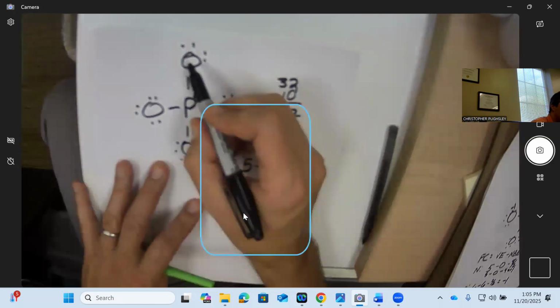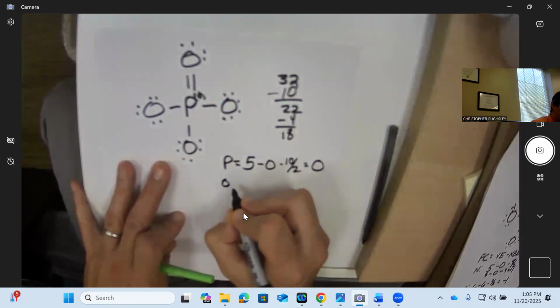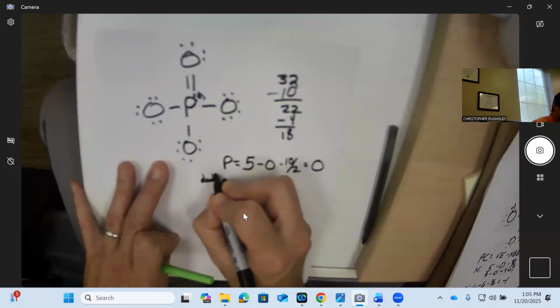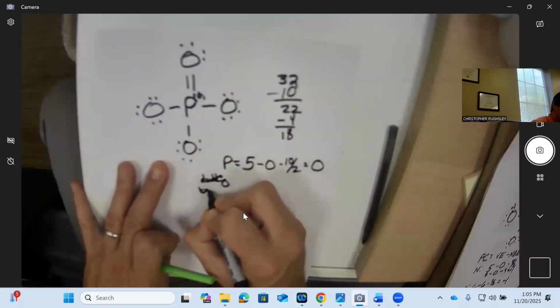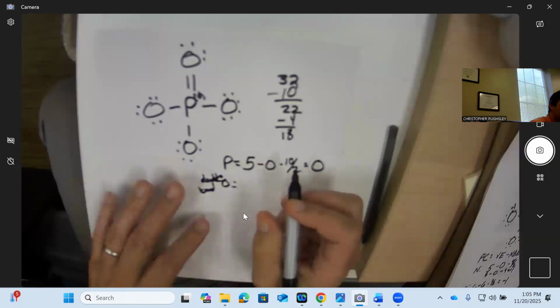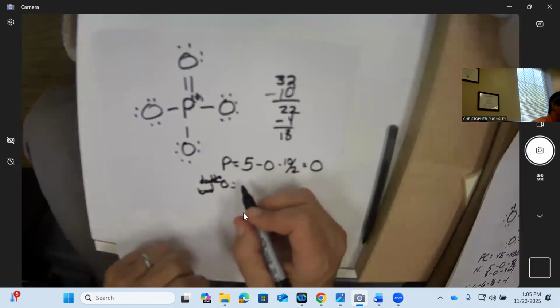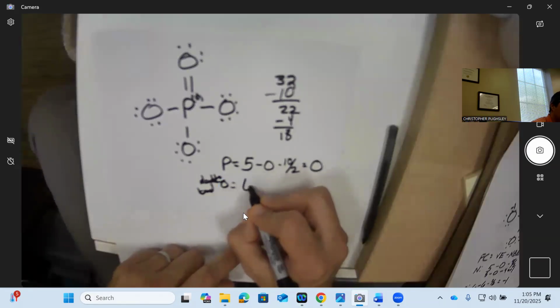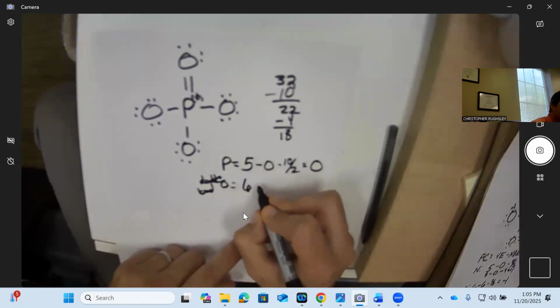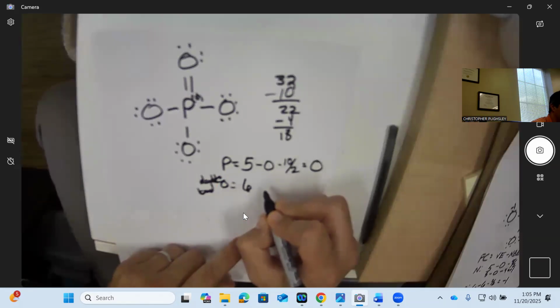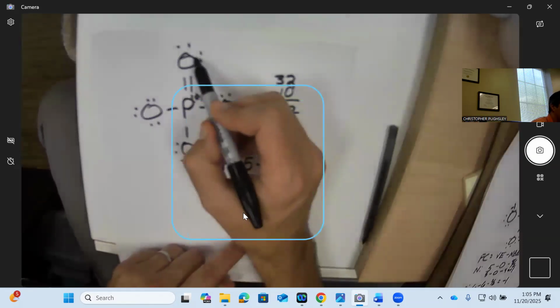The top oxygen, the one with the double bond, has how many valence electrons? And how many non-bonding does it have on it? Not this one right here.